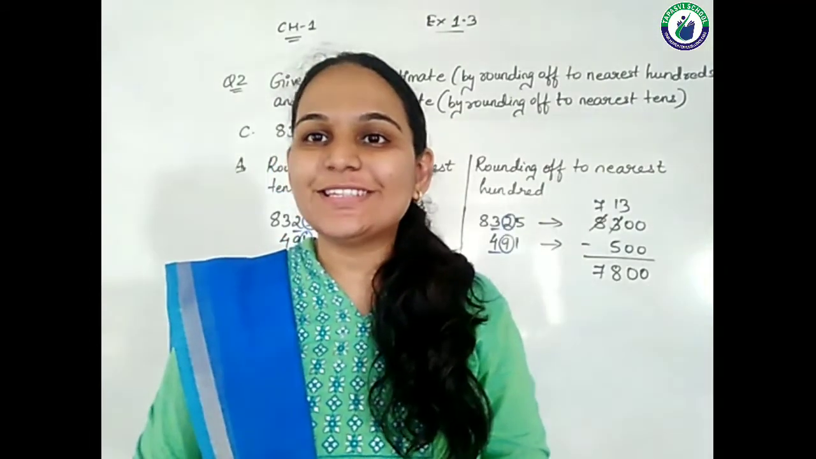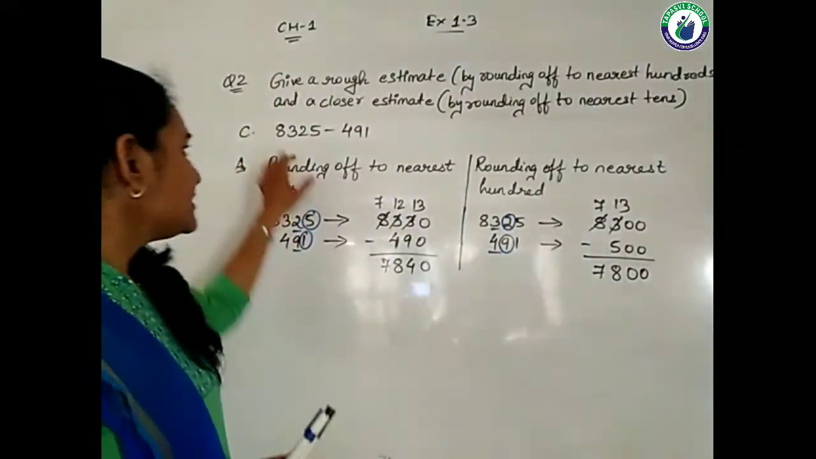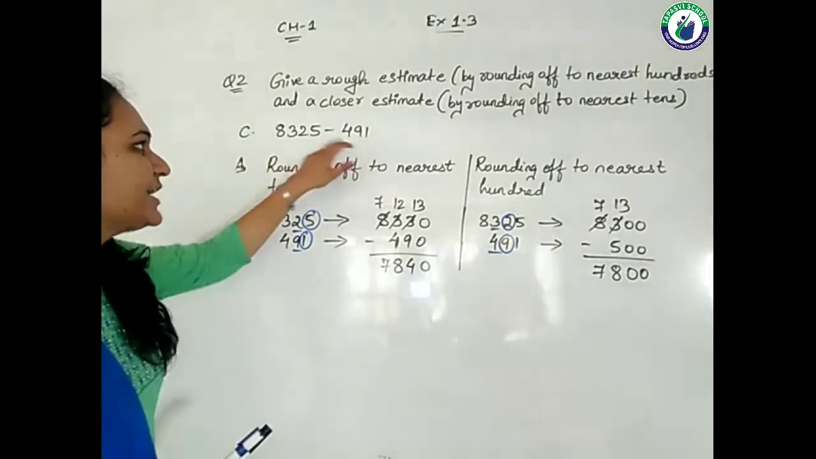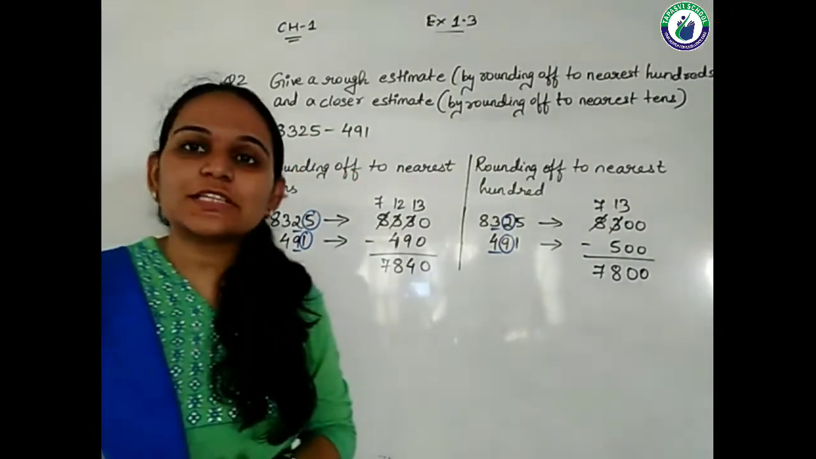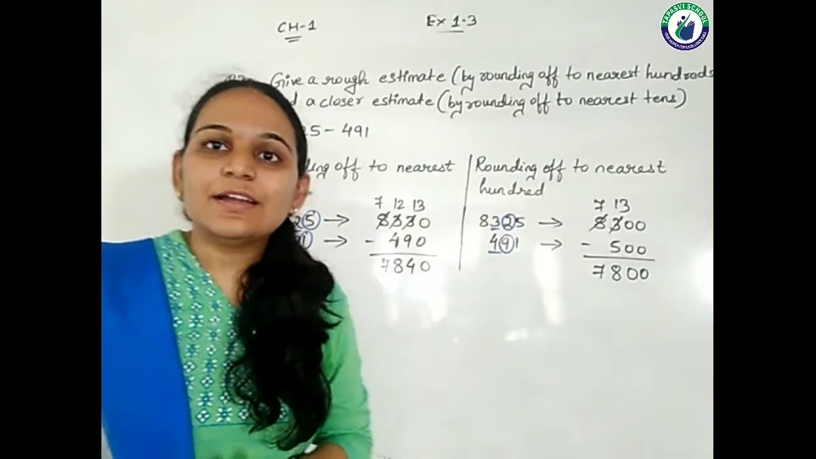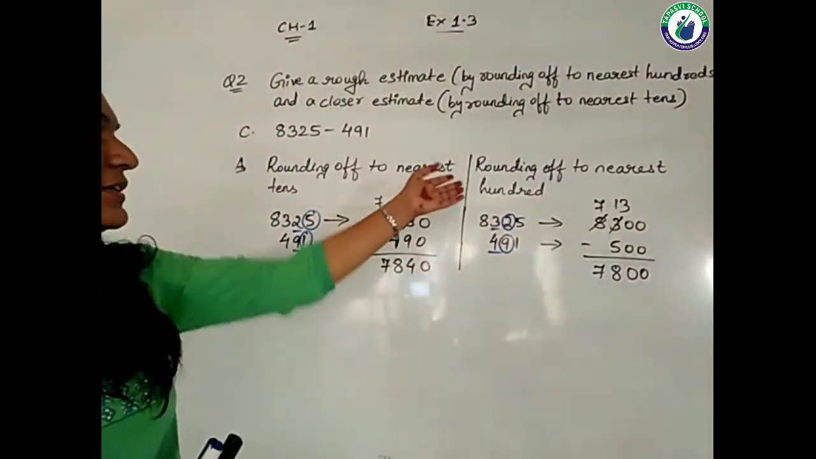Okay students, now let's see the third question, right? The third question is 8,325 minus 491. First we'll see the rounding to the nearest tens, and then we'll see the rounding to the nearest 100.